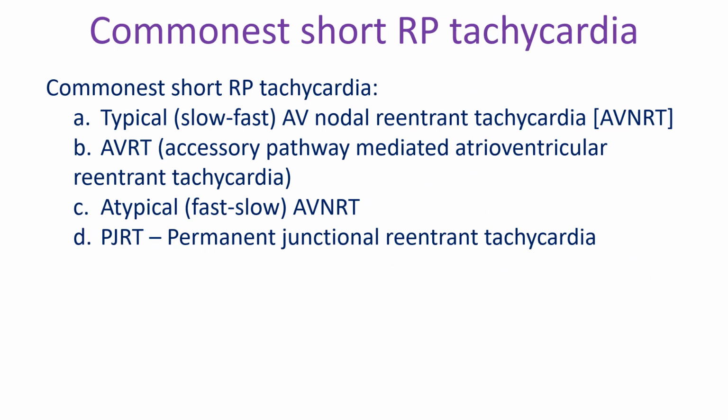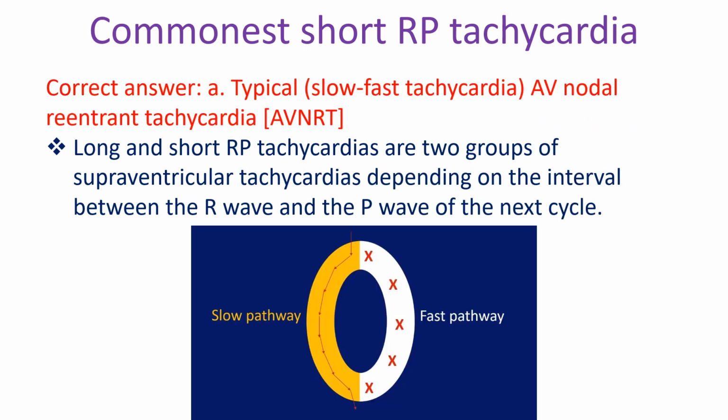Commonest short RP tachycardia. A. Typical slow fast AV nodal reentrant tachycardia AVNRT. B. AVRT accessory pathway mediated atrioventricular reentrant tachycardia. C. Atypical fast slow AVNRT. D. PJRT permanent junctional reentrant tachycardia. Correct answer A. Typical slow fast AV nodal reentrant tachycardia AVNRT.